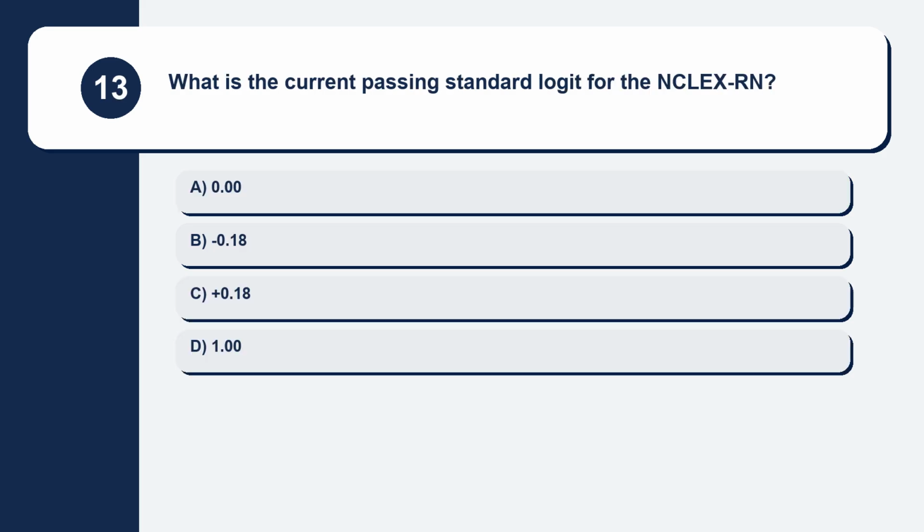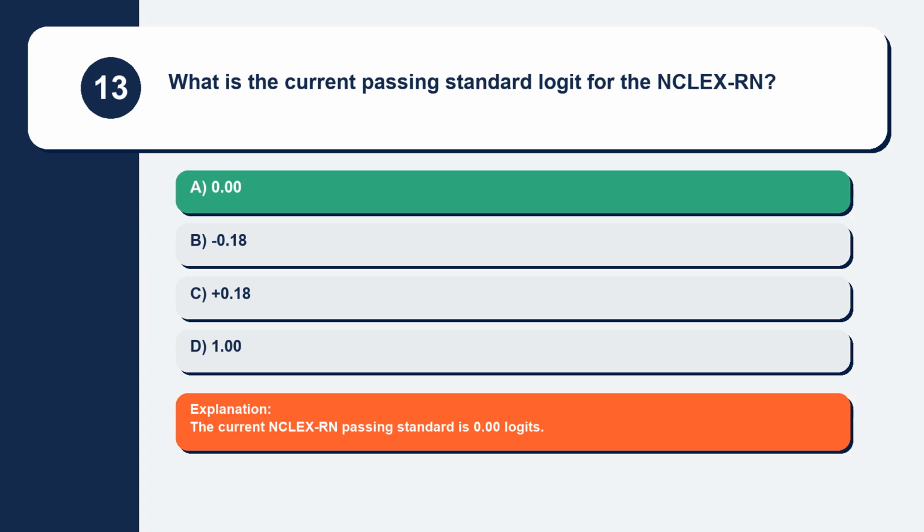Question 13. What is the current passing standard logit for the NCLEX RN? 0.00, minus 0.18, plus 0.18, 1.00. The current NCLEX RN passing standard is 0.00 logits.